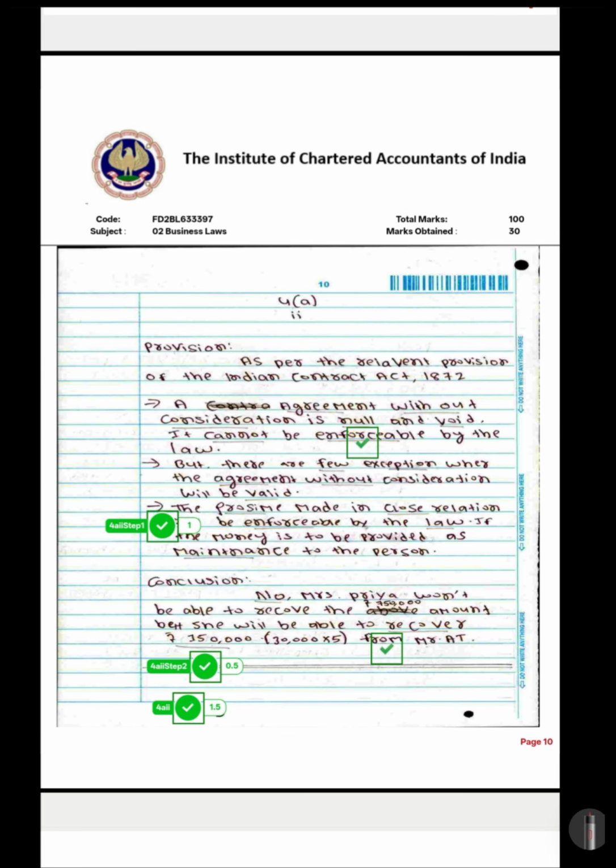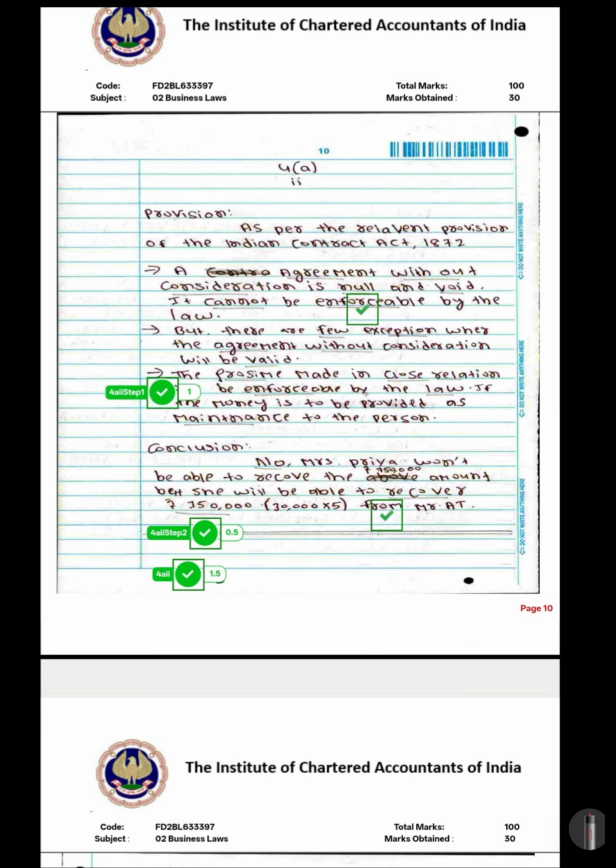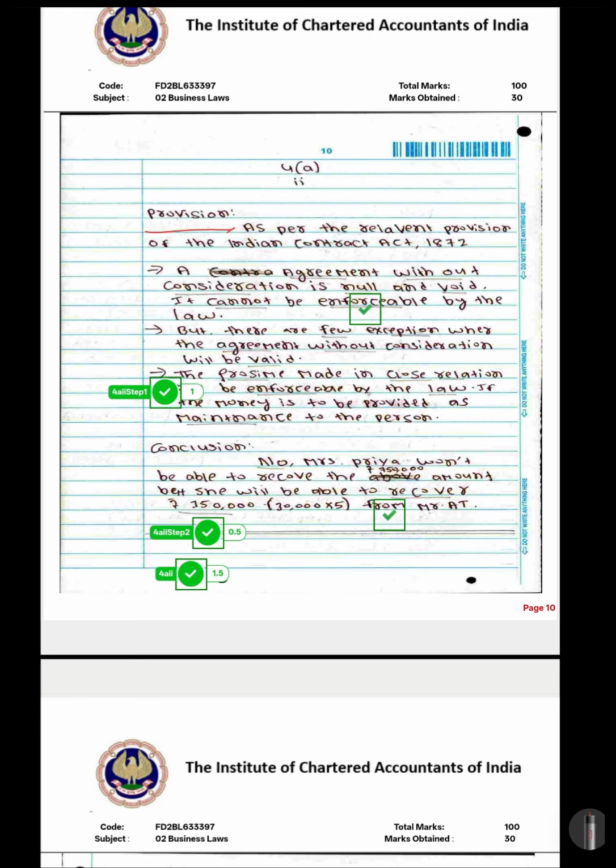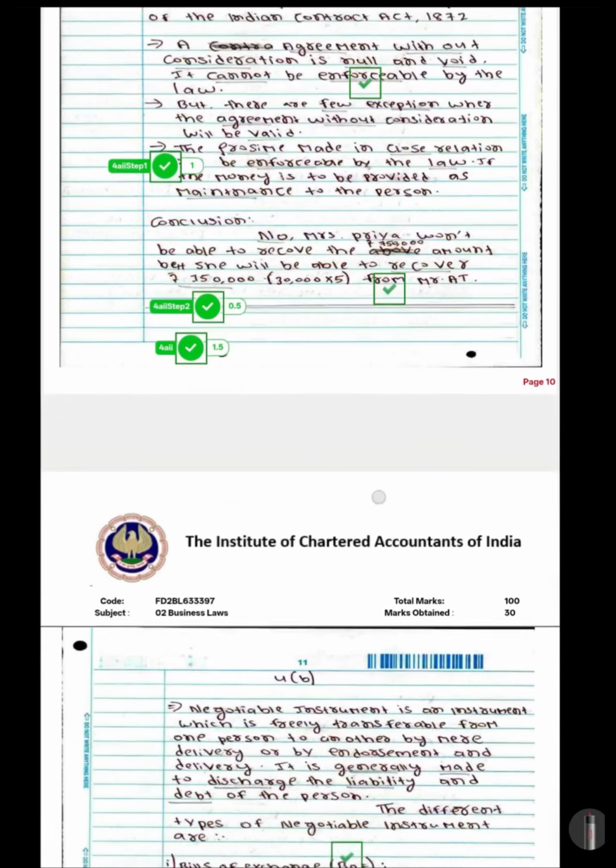Then I went to 4A, that is 2 marks. Again I wrote the provision arrow-wise, as I said, and again the conclusion in direct words. I again showed a very short conclusion. Rather than explaining it, I wrote the conclusion to the point.